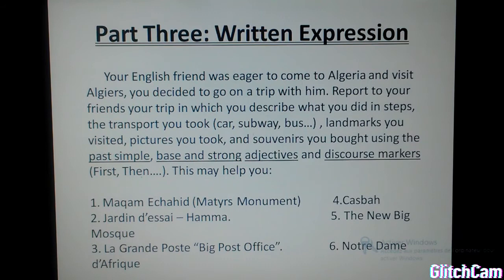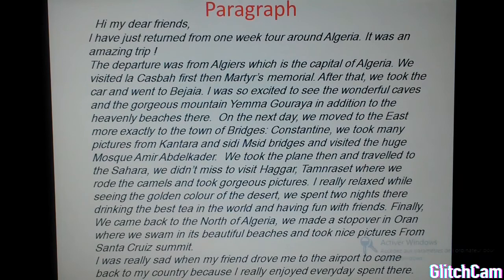Concerning the correction of this part, part 3 written expression, if you have seen my previous videos, we have already dealt with reporting a trip. So it's the same principles. You just have to apply all the advice I gave you last time to write a good paragraph about reporting a trip.